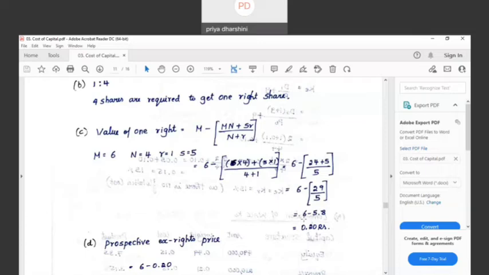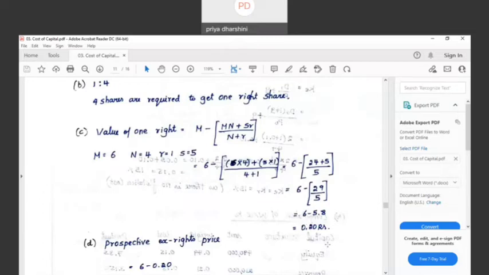6 rupees. Now, how much is the value of right? It is the benefit derived, which is 20 paise only. Are you able to understand the formula? M minus (Mn plus Sr) divided by N plus R. Are you able to understand?